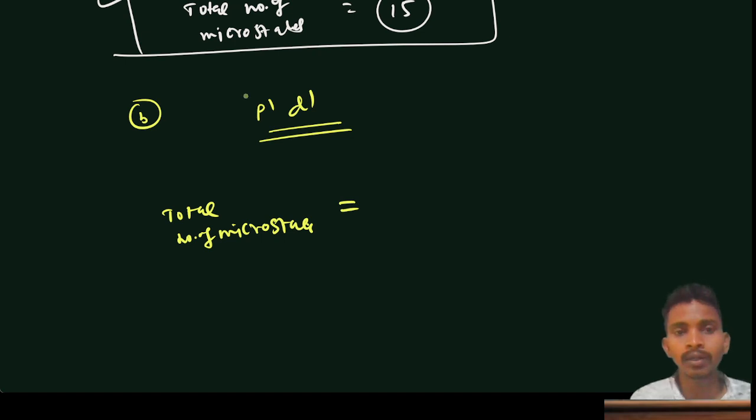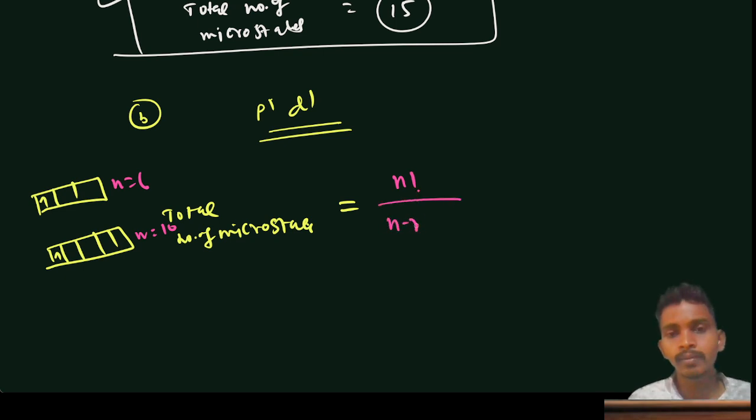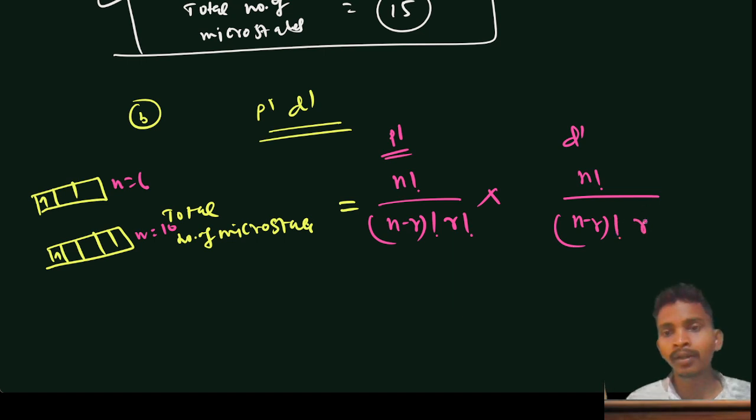For this case, how will we calculate? First, for p orbitals there are 3 orbitals, and for d orbitals 2, 3, 4, 5. So here 1 electron, and here 1 electron is there. Here n is equal to 6, here n is equal to 10, so you will use the same formula, n factorial over n minus r factorial and r factorial. This is for p orbitals, p1, and another for d1. So here also we will use n factorial, n minus r factorial, r factorial.